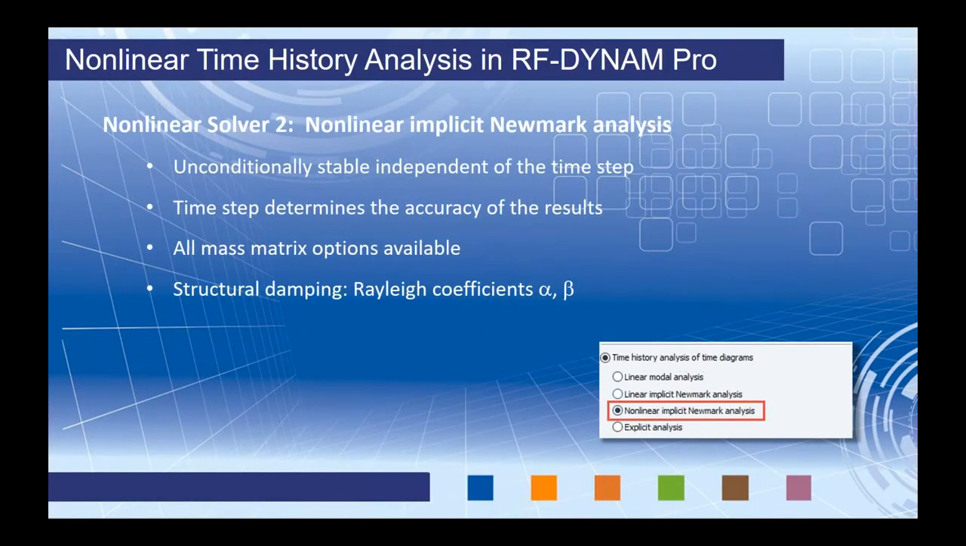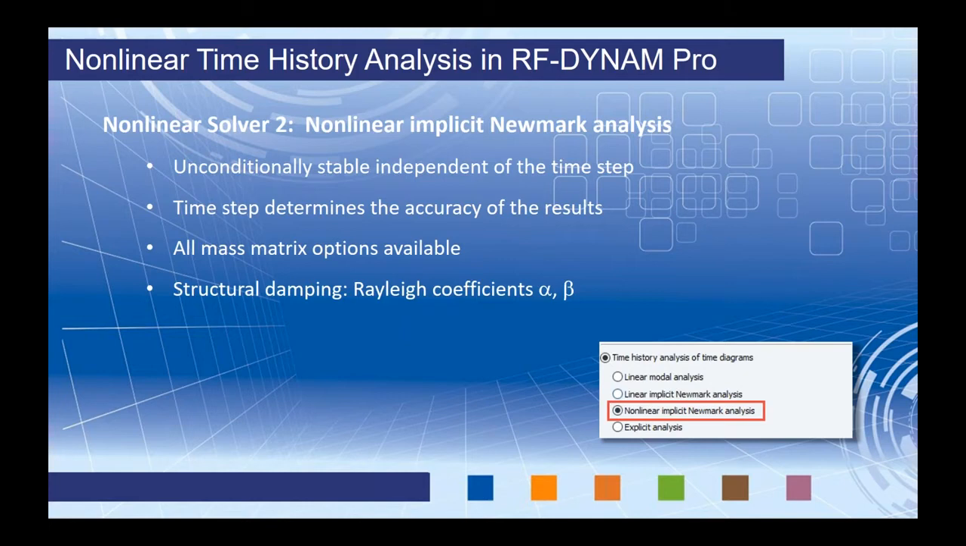The second nonlinear solver is nonlinear implicit Newmark analysis. Now, this provides an unconditionally stable model or analysis independent of the time step. So unlike the previous solver, we'll always get a stable analysis. However, the time step determines the accuracy of the results. Again, if you're setting a time step that is much too large, your results are going to be inaccurate.